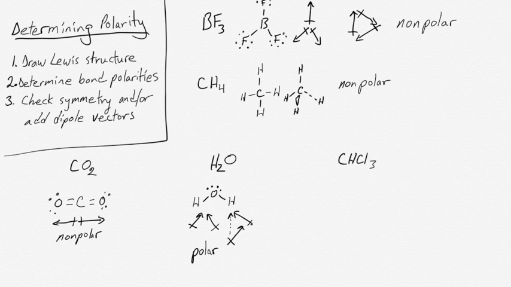CHCl3 is also polar. CHCl3 is tetrahedrally shaped. It has 4 bonding domains. In this case, we also have an asymmetry. We have 3 chlorines, but we also have a hydrogen. So we have to, again, find the individual bond polarities and then check to see how those dipole moment vectors add up.